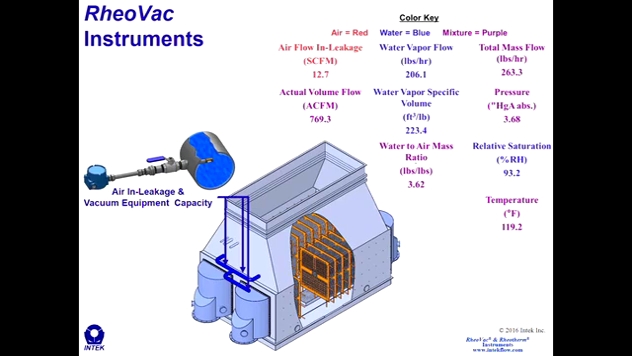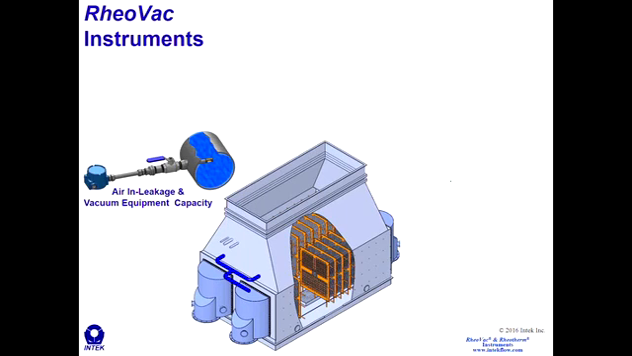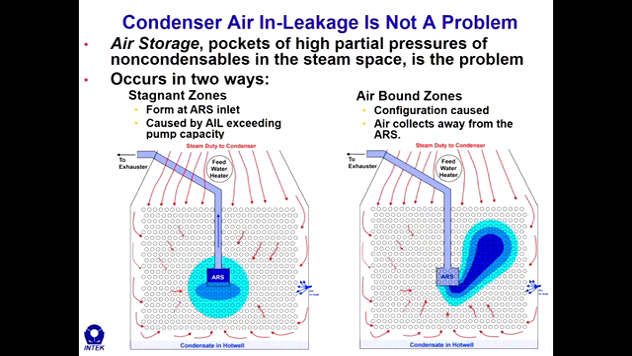But the most useful parameter that comes out of this tool is this one right here, the water to air mass ratio. And I want to talk a little bit about why that is. If we go back a slide, the water to air mass ratio gives you the state of the gas vapor mixture at this point, which directly correlates to the size of this air-bound zone in the condenser. So if the air-bound zone is very small, then the water vapor to air mass ratio is high. If this zone is very big, then the water to air mass ratio at the air offtake is very low.